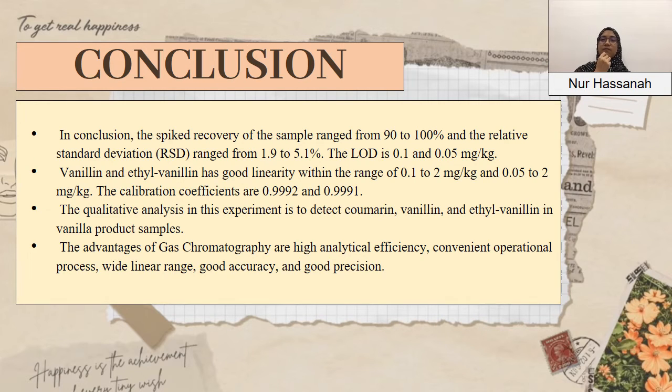Next, vanillin and ethyl vanillin have good linearity within the range of 0.1 to 2 mg/kg and 0.05 to 2 mg/kg. The correlation coefficients are 0.9992 for vanillin and 0.9991 for ethyl vanillin. Then, the qualitative analysis in this experiment is to detect coumarin, vanillin, and ethyl vanillin in vanilla product samples to determine the type of vanilla product at the end of the experiment. Lastly, the advantages of gas chromatography are high analytical efficiency, convenient operational process, wide linear range, good accuracy, and good precision.